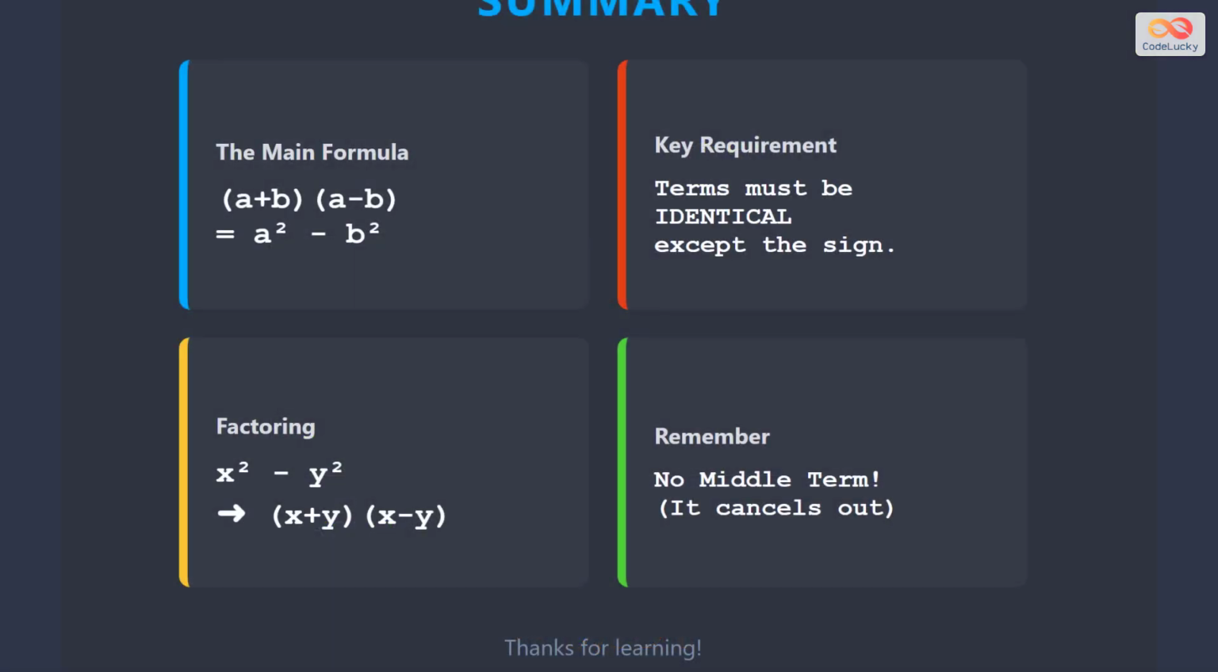To recap, the product of a sum and a difference is always the difference of their squares. Remember that the terms must be identical except for the sign, and the middle terms will always cancel out. Mastering this pattern will speed up your algebra significantly.